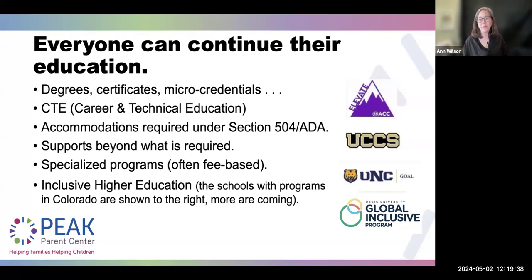Those are the logos on the right. There's Elevate at Arapahoe Community College, UCCS Inclusive Services, University of Northern Colorado Goal, and Regis University Global Inclusive Program. There are 2 more coming on next year, one at CSU and one at Metro State University in Denver. We have an organization in Colorado called IN with an exclamation point, and they have a lot of information about the programs, and they sort of are the ones that coordinate the new programs. So I believe there's a link for them at the end as well.